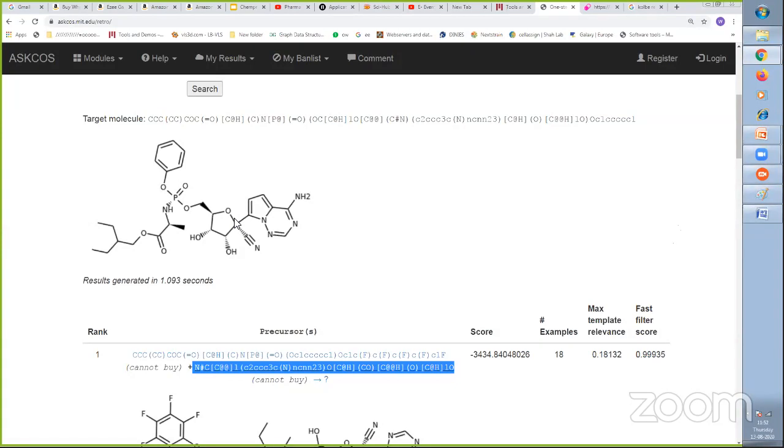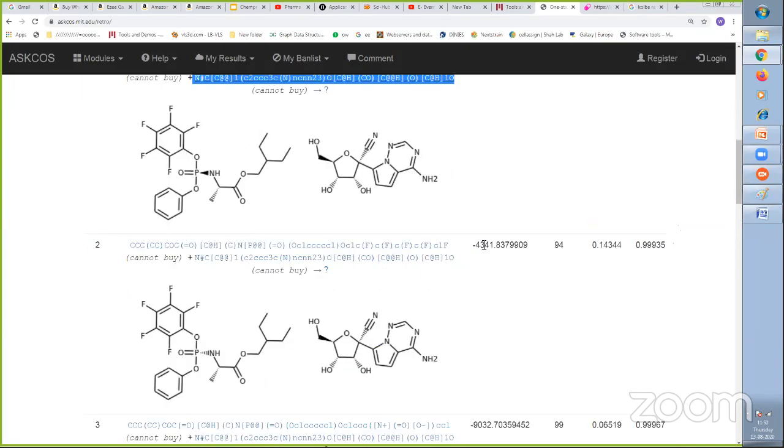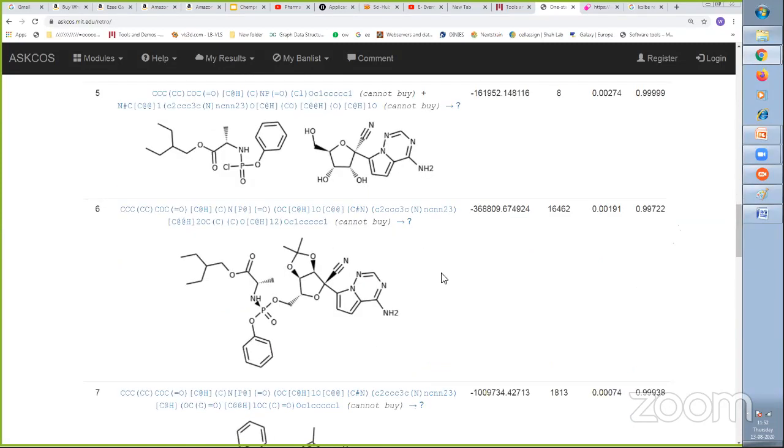Okay, so this is the score. Can you see now it's negative, and the ones which are more complex, the score is becoming an even larger value, but a larger negative value. So what does it mean? That means the synthetic difficulty is very, very high.